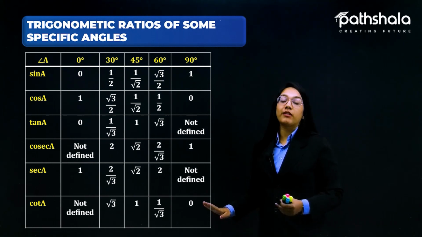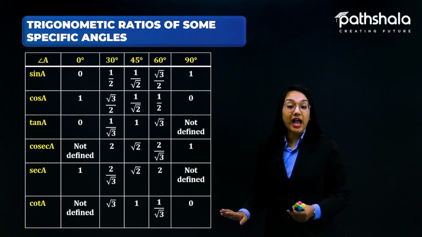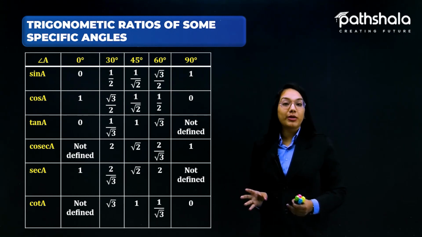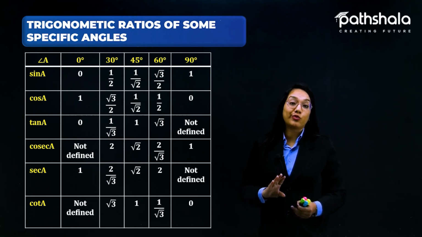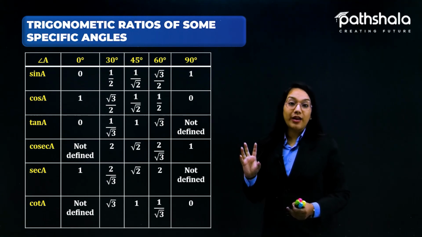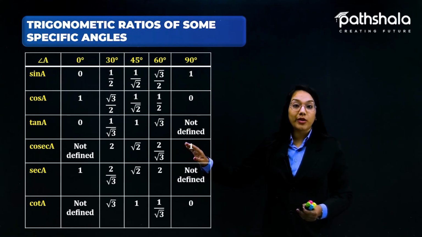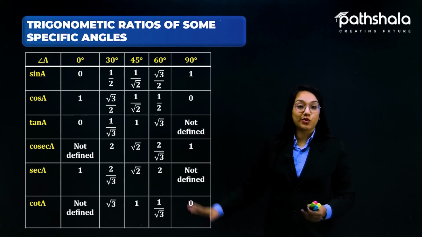So always remember, whenever we are talking about the different specific angles like 0, 30, 45, 60, 90, the values of the sine A would be like 0, half, 1 by root 2, root 3 by 2, 1. The value of cos A would be like 1, root 3 by 2, 1 by root 2, 1 by 2, 0. Tan A would be like 0, 1 by root 3, 1, root 3, not defined, and so goes on.